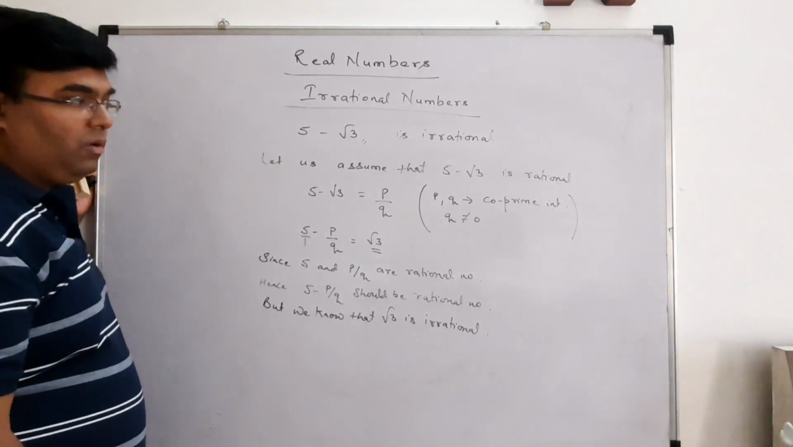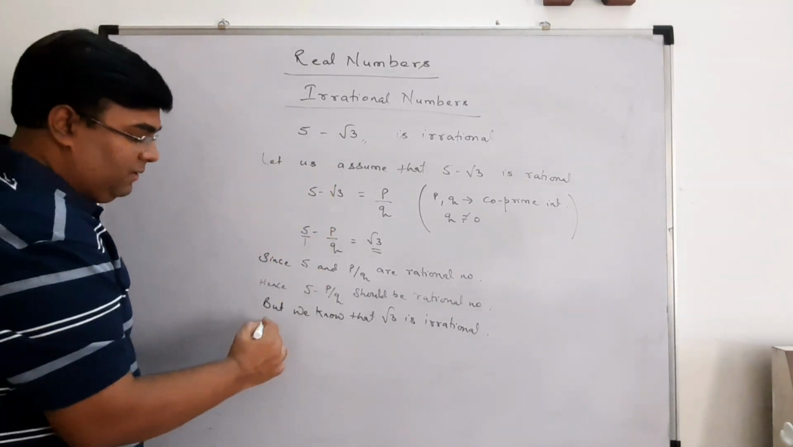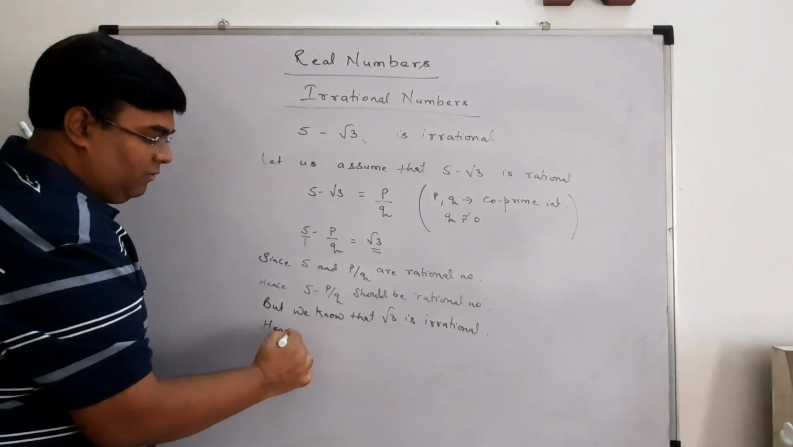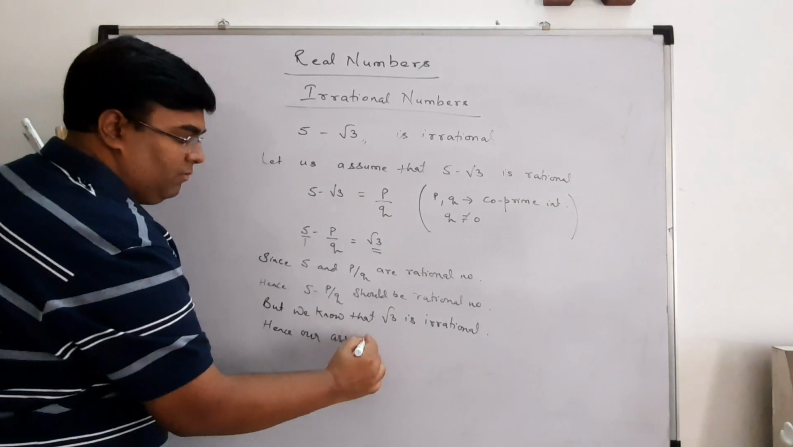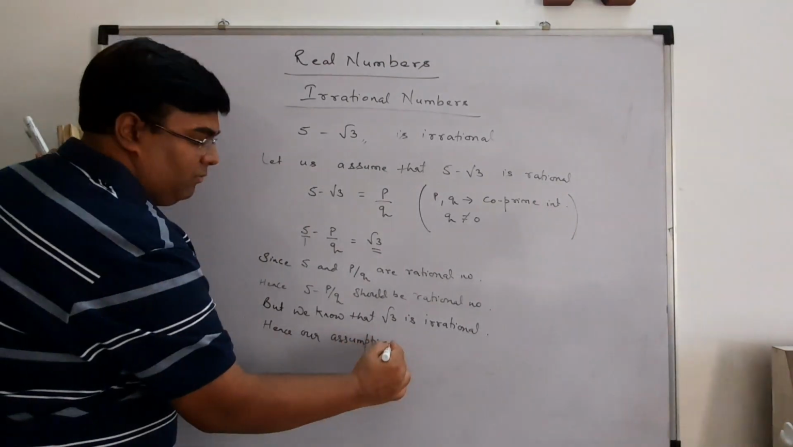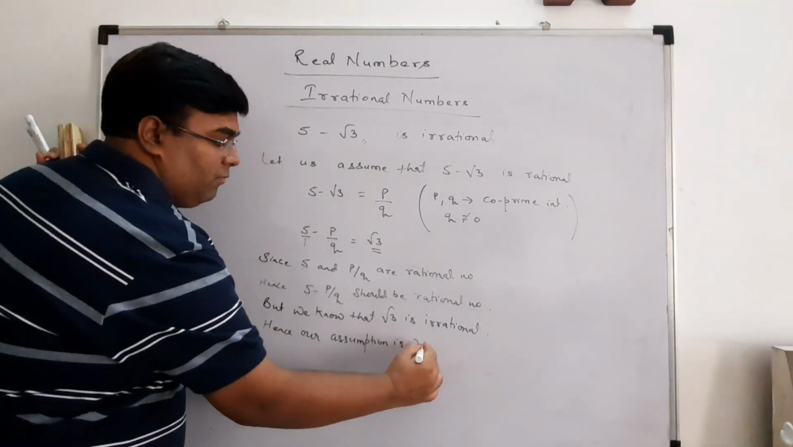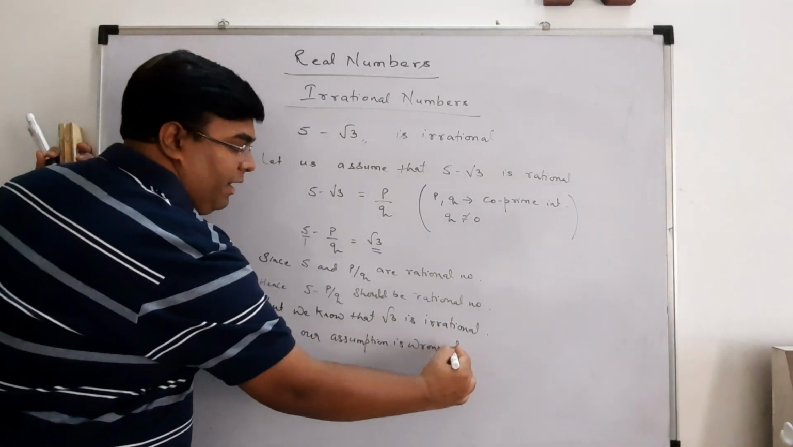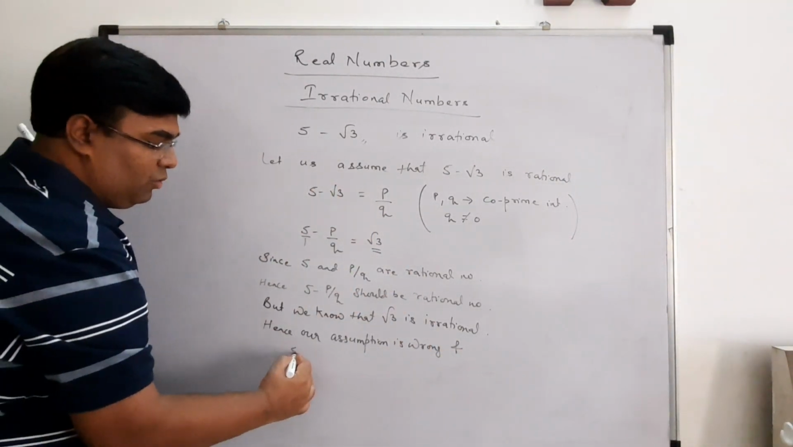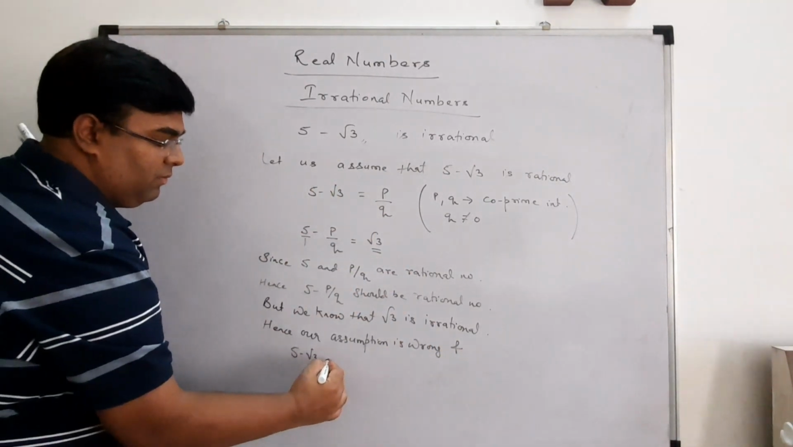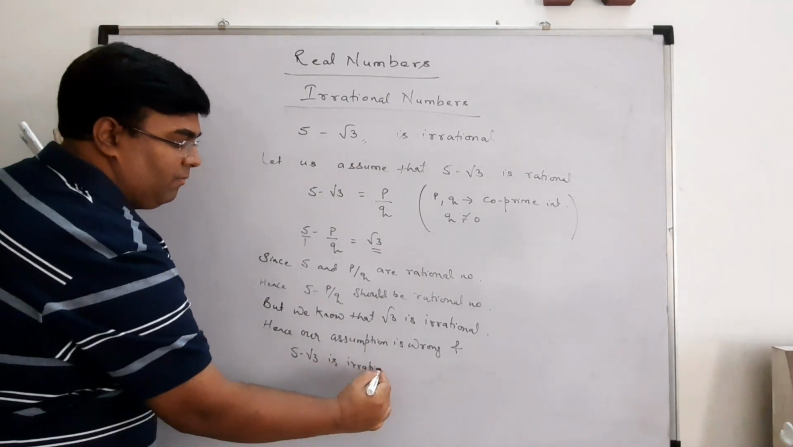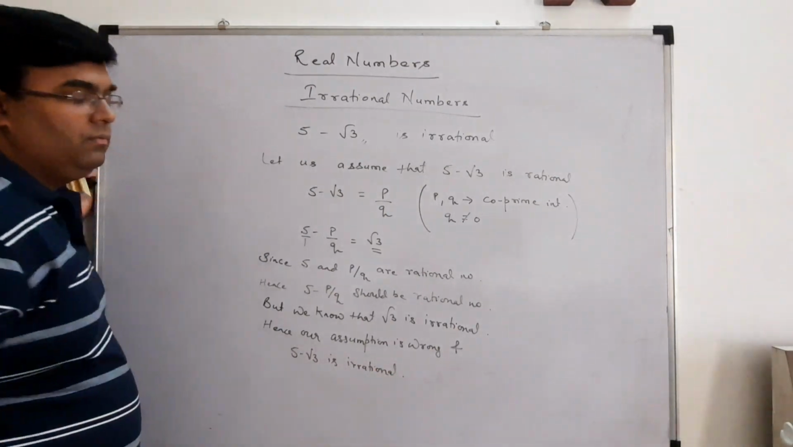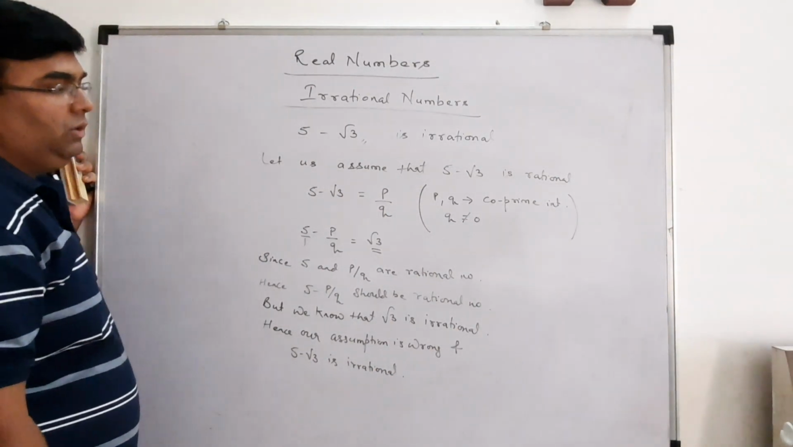So there is something wrong in our assumption, hence our assumption is wrong and 5 minus root 3 is irrational. Correct?